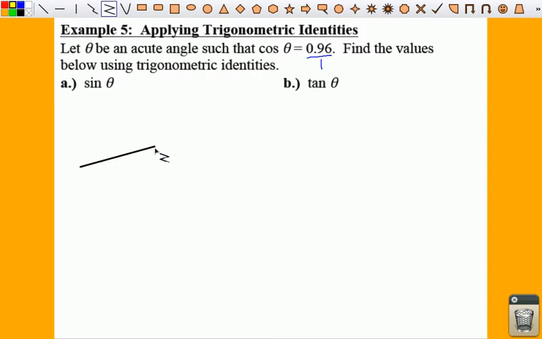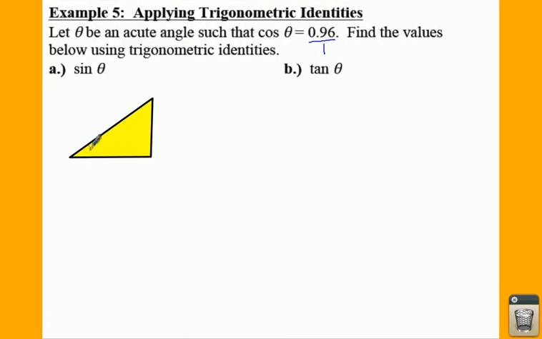So here's one. So here's our triangle. And if we let this angle be our theta, cosine is 0.96 over 1, which is equal to your adjacent side over your hypotenuse. So if our adjacent side is equal to 0.96 right here, your hypotenuse is 1, then to find out this other side, you're going to have to use the Pythagorean theorem to figure out what your opposite side is going to be.